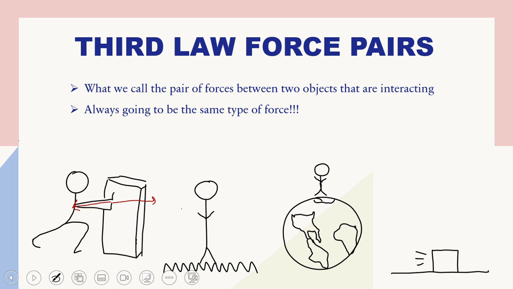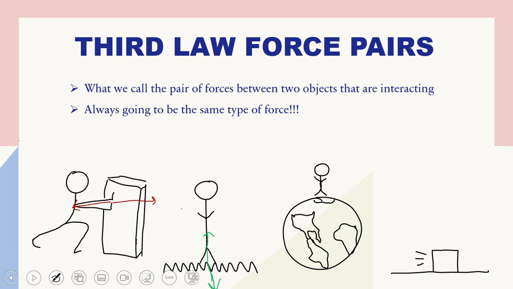Okay, so number 2. The ground pushes up on a person when the person's standing on it, which is a normal force of the ground up on the person. Okay, so the third law force pair for this would be the normal force from the student pushing back on the ground. If I can draw something like this.